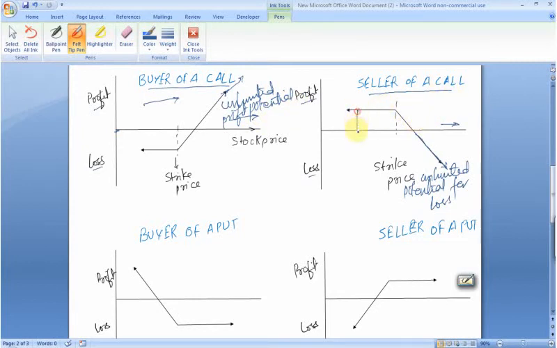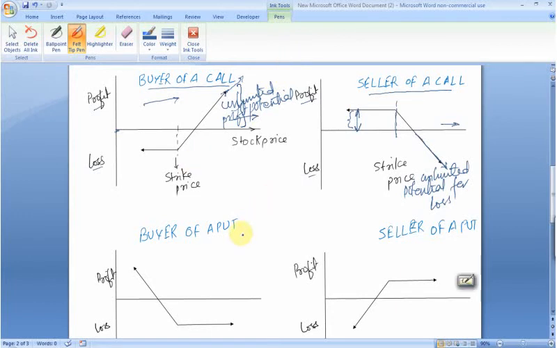And this is the strike price. If the stock price remains below the strike price, if the stock price goes down, this is the profit margin for the seller of a call option. And you can see no matter how low the stock price goes down, the profit potential for the seller of a call option will always stay the same, whereas the profit potential for the buyer of a call option will increase as the price of the stock increases.